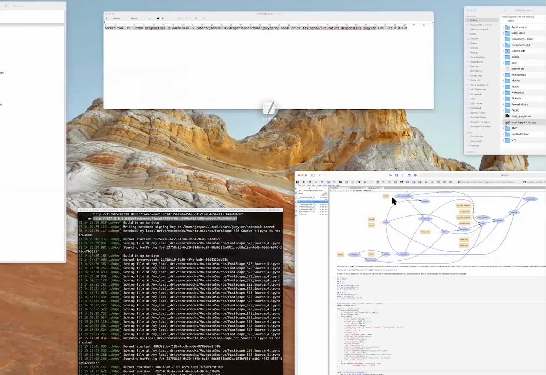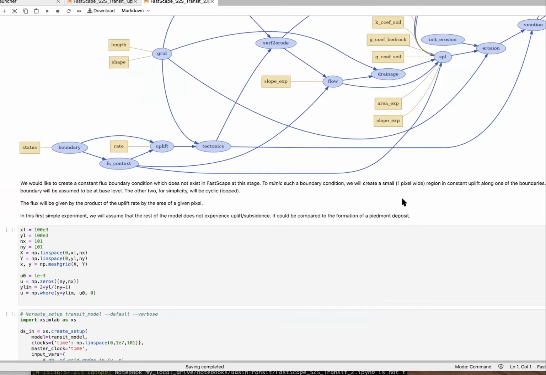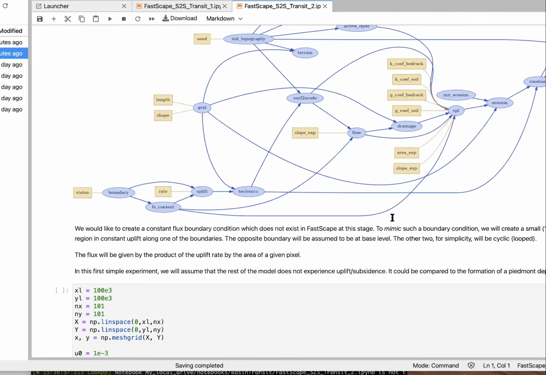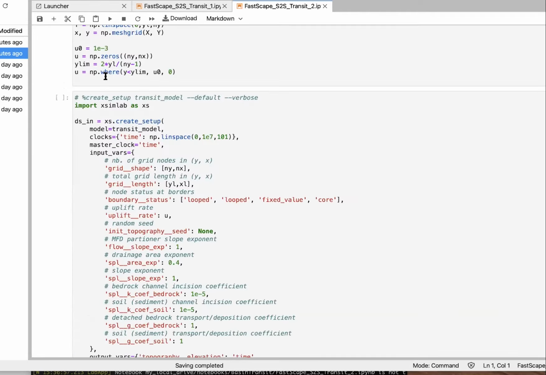So the point is that we have both sediment and bedrock, because we're going to deposit sediment. So the K and the G have two values, for bedrock and for sediment. But we're not going to make that difference now. We'll play with that later, but we'll always make the erodibility and the G transport coefficient the same for both. Okay? So again, we're going to run a simple model here.